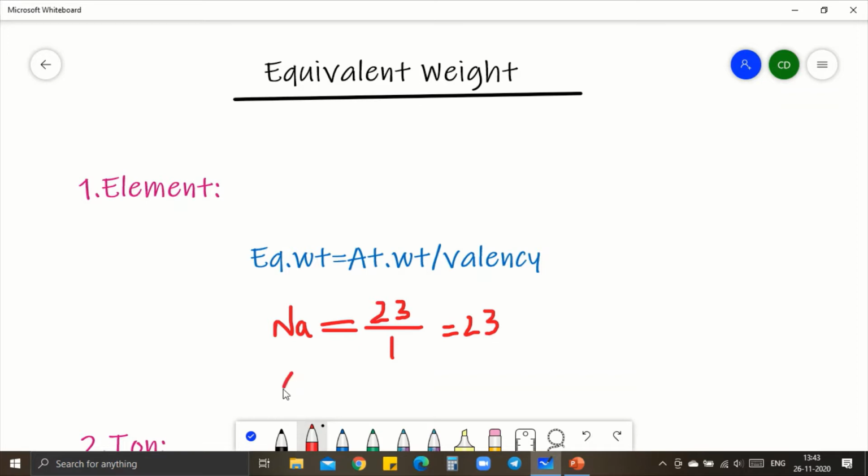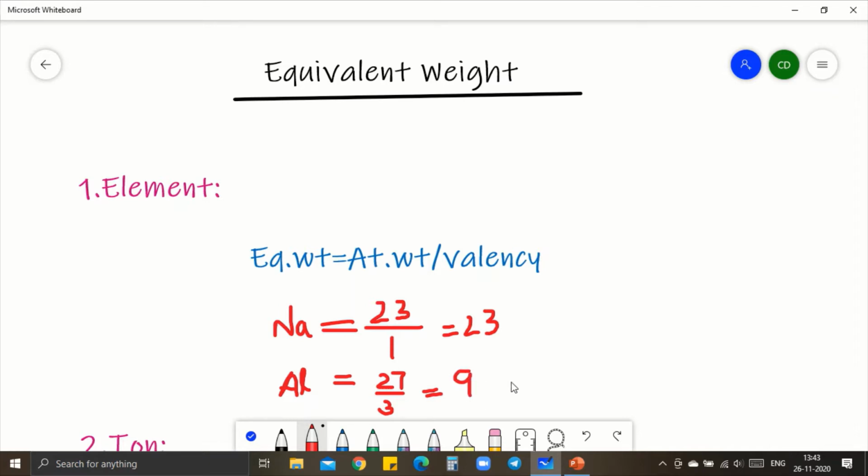Coming to aluminium. Its atomic weight is 27, and it loses 3 electrons to get octet. So its valency is 3. So its equivalent weight is 9.